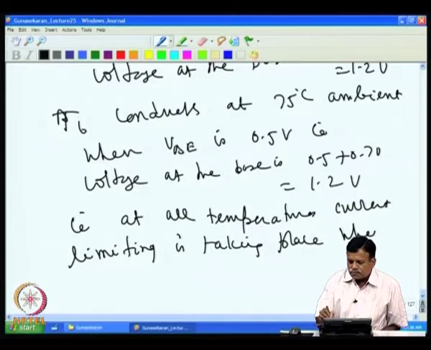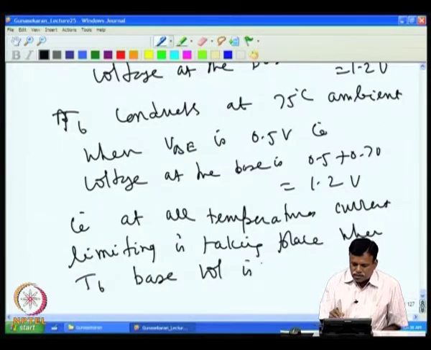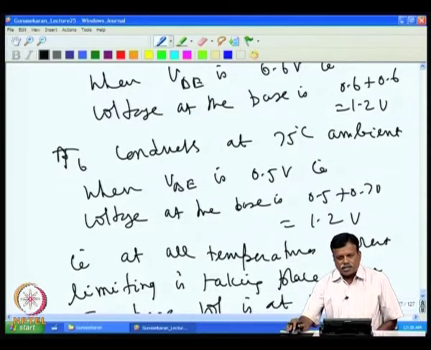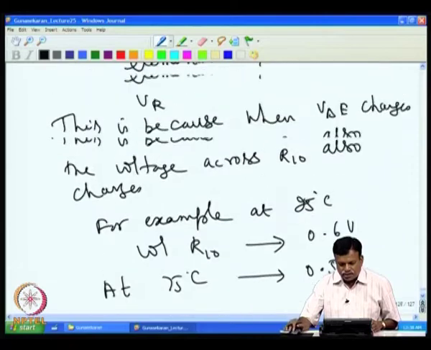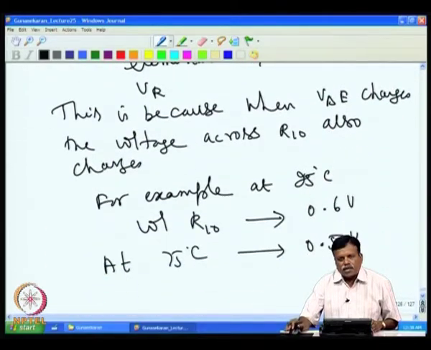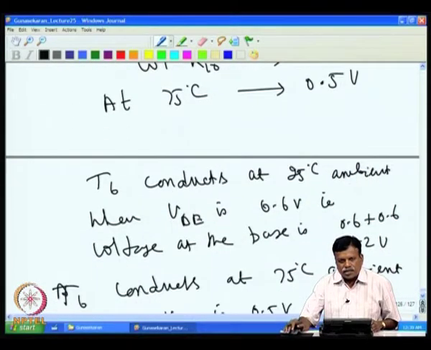Current limiting is taking place when the T6 base voltage is at 1.2 volt. So, the drift has no effect in this case. This is how in the operational amplifier also the drift was cancelled, which we already discussed. So, we can compensate the current drift of the transistor in this way.